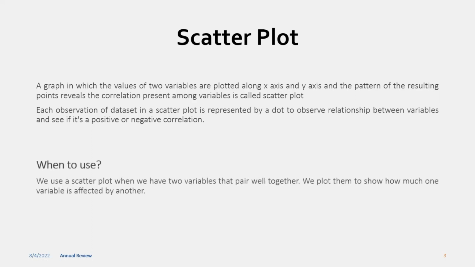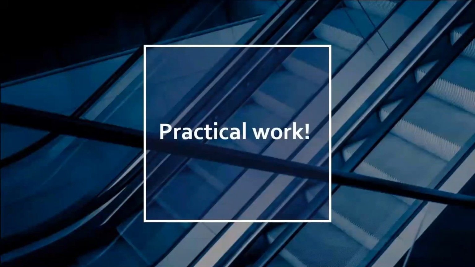You might be wondering when to use a scatter plot. We use a scatter plot when we have two variables that pair well together. We plot them to show how much one variable is affected by another. Now let's do some practical work.